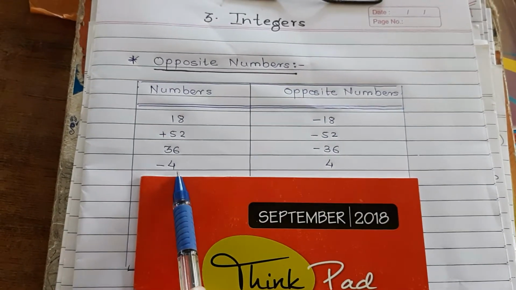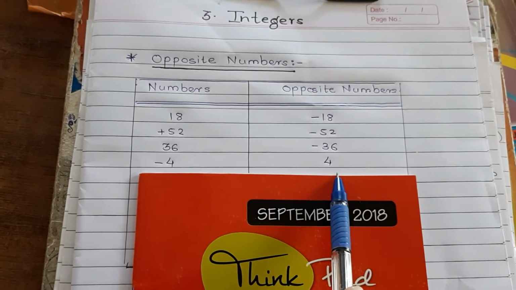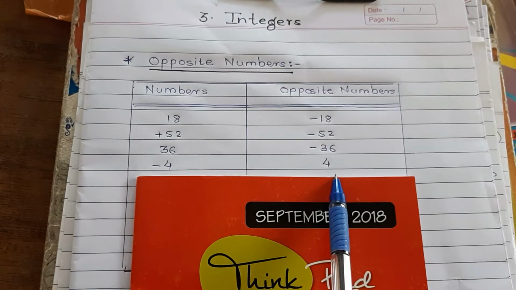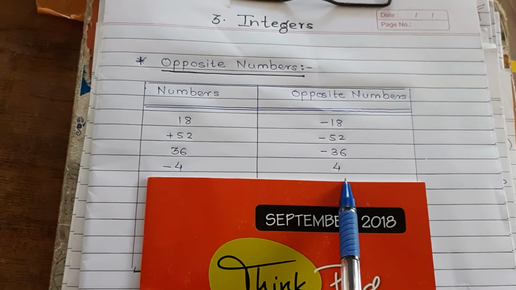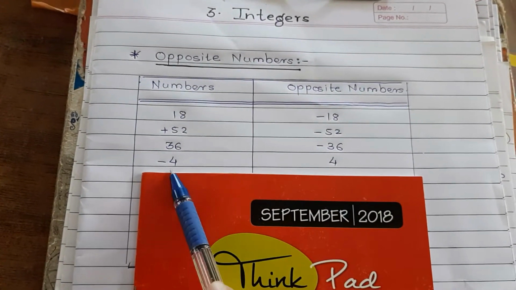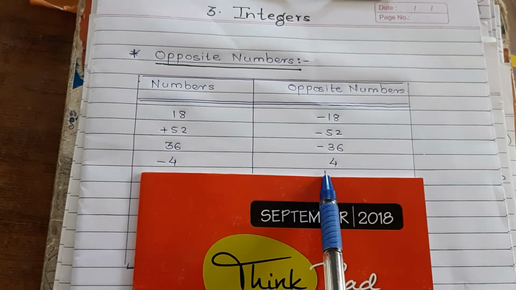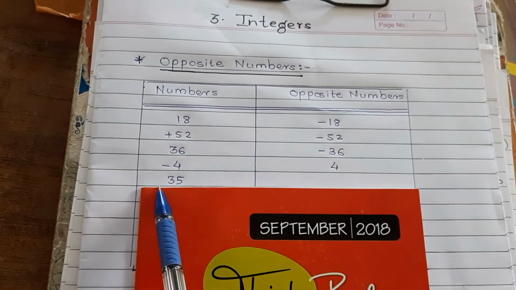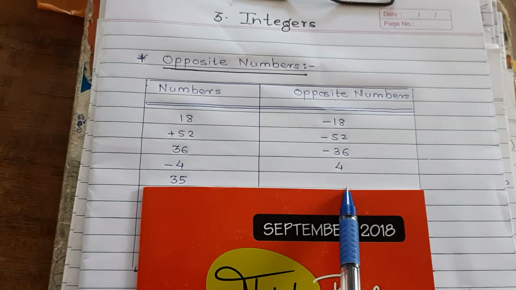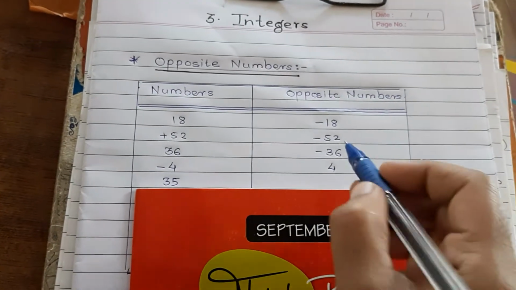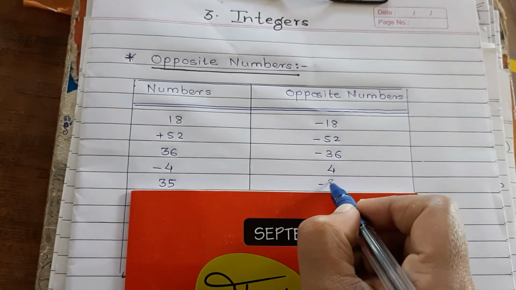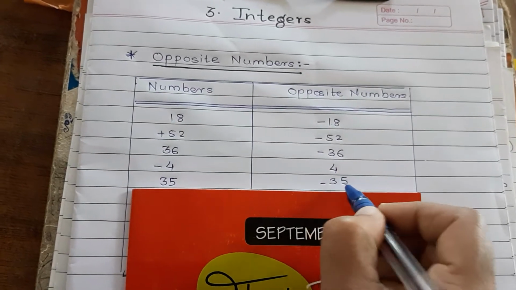Minus 4, the opposite number will be plus 4. Normally I have told you that day that we are not denoting the plus sign in front of positive numbers. So minus 4, the opposite number is 4. 35, can you tell me what will be the opposite number? Yes, it is plus 35, so the answer will be minus 35.